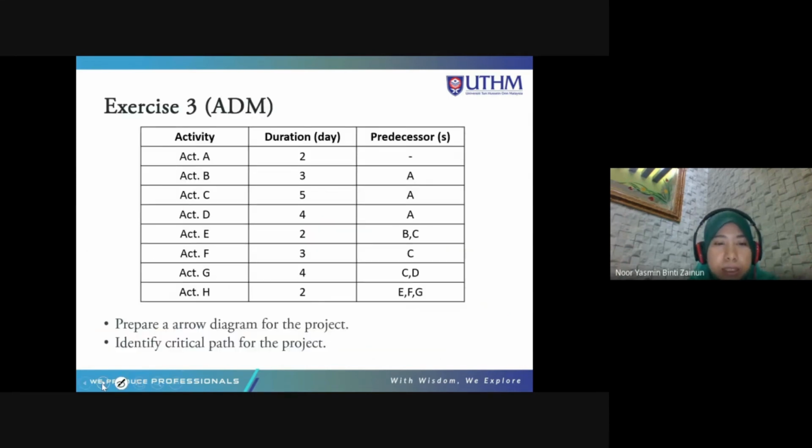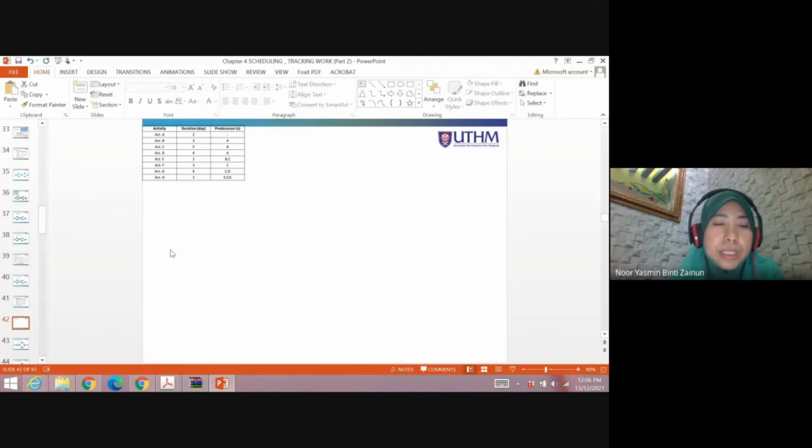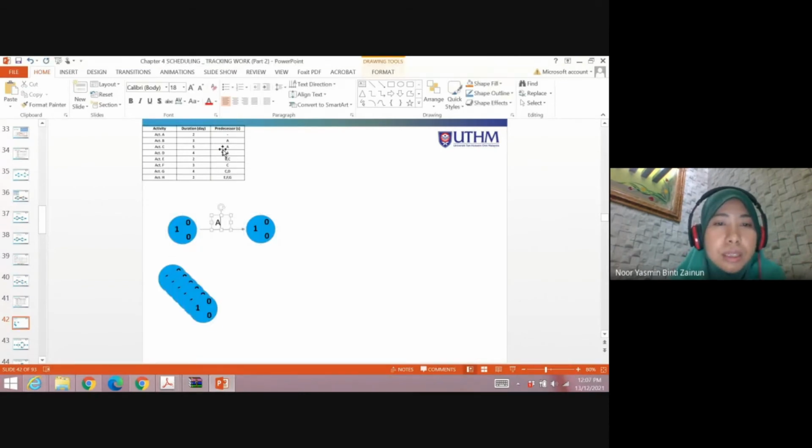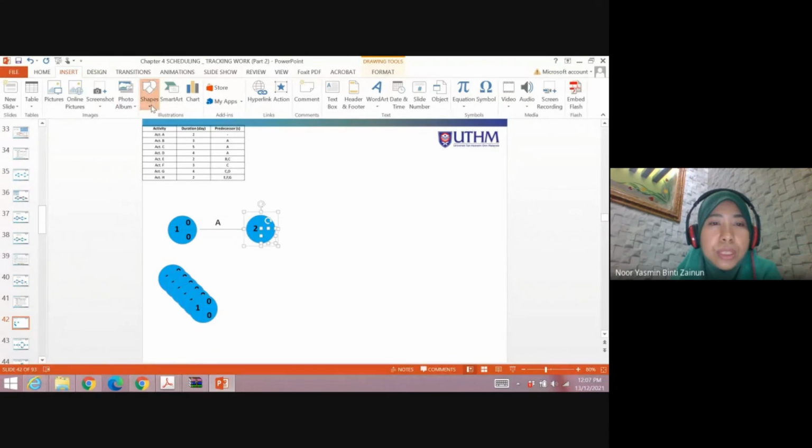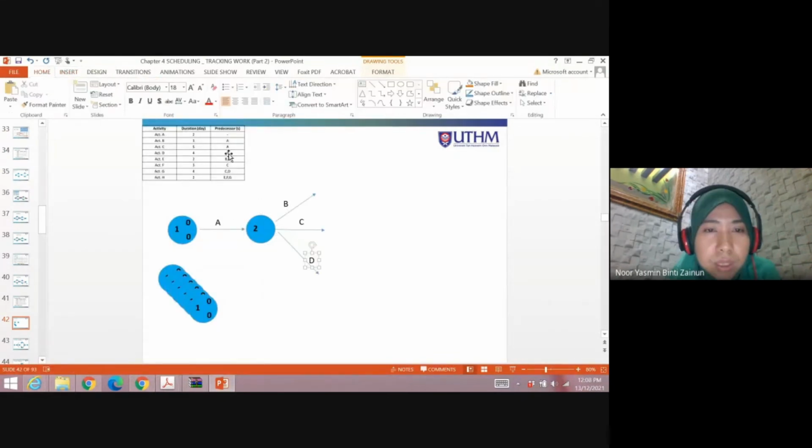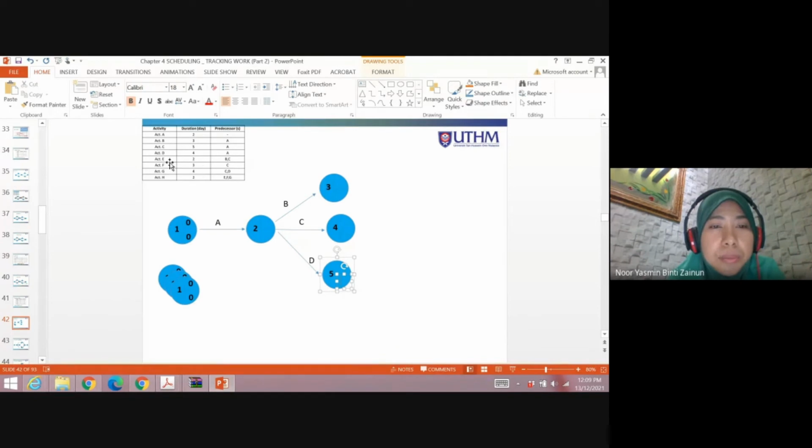Next exercise. Activity A has no predecessor. Then activities B, C, D have one predecessor, which is A. This means that three arrows come out from node number 2, for activities B, C, D, because the predecessor for B, C, D is A. Then activity E, the predecessor is B and C.